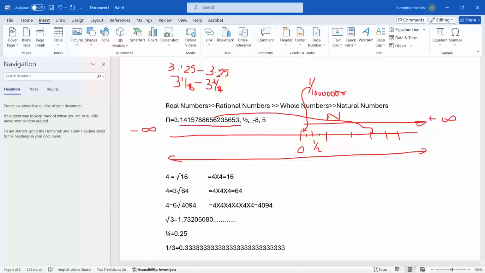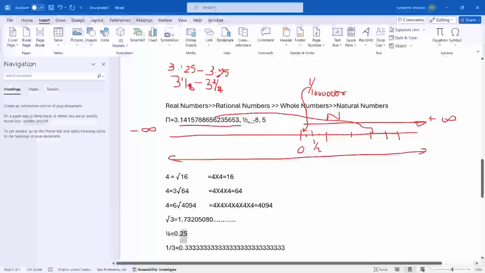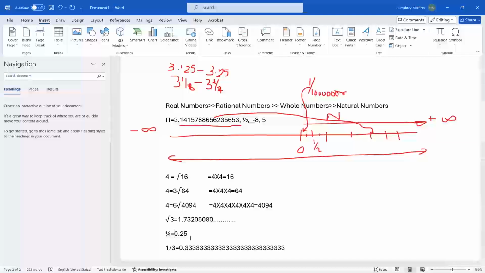the real numbers are bigger than the rational numbers, because the real numbers are between these numbers, in between. Los números reales están metidos en medio de los números racionales, y también son números enteros y pueden ser números naturales también.